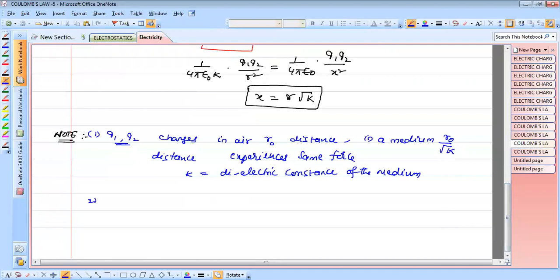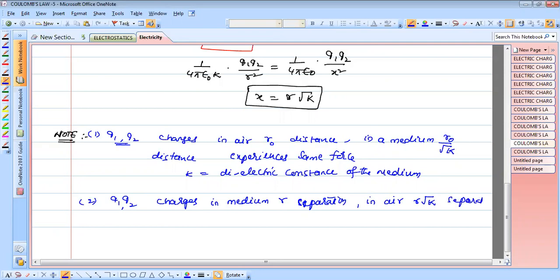What is the converse of this? Now Q1, Q2, two charges in a medium at R separation, and in air at R into root K separation, experience the same force. Again K equals the dielectric constant.